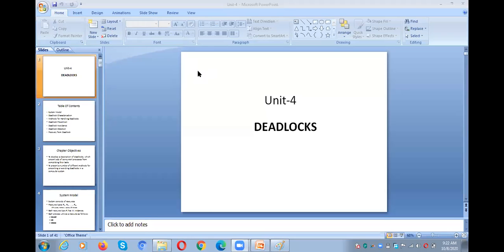Morning, one and all. Today we are going to start Unit 4 Deadlocks. Right? This is the table of contents.